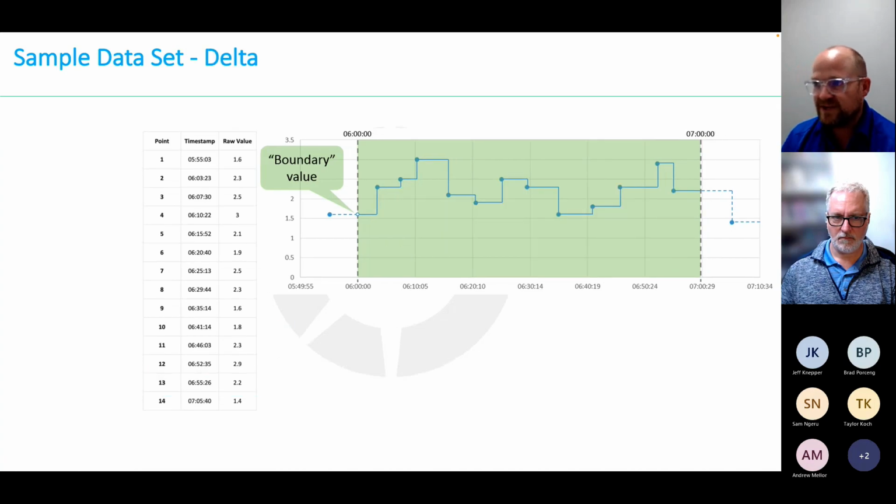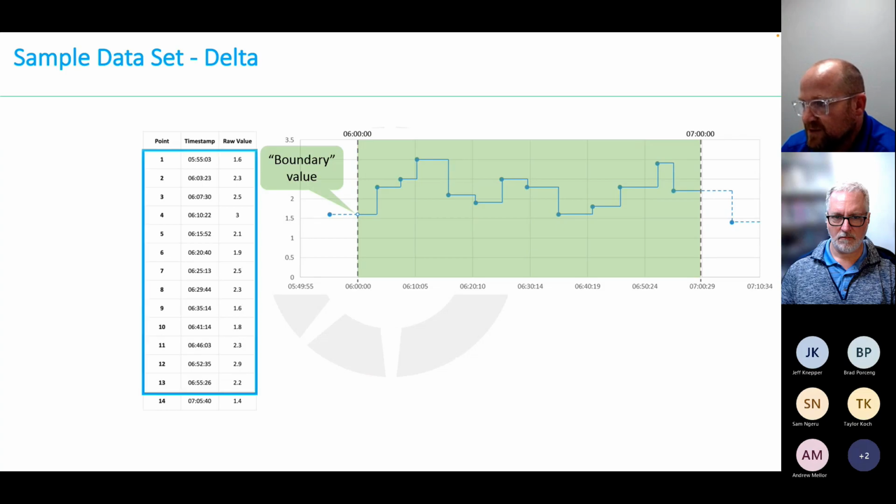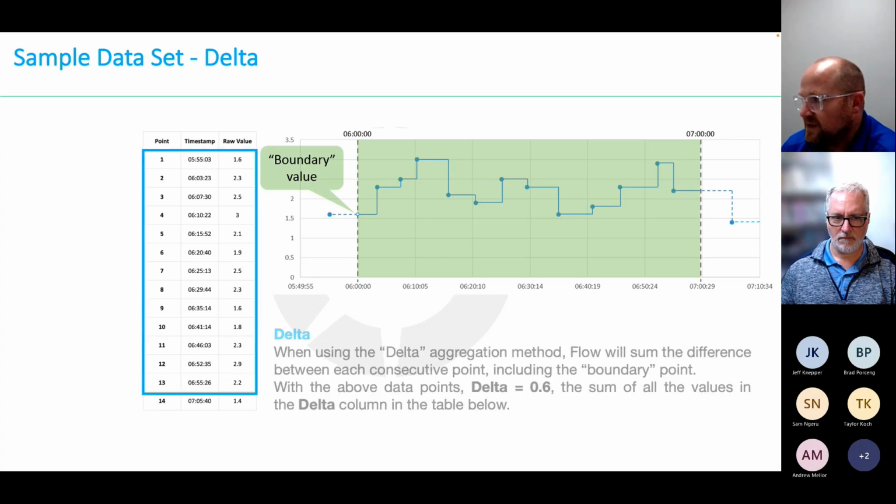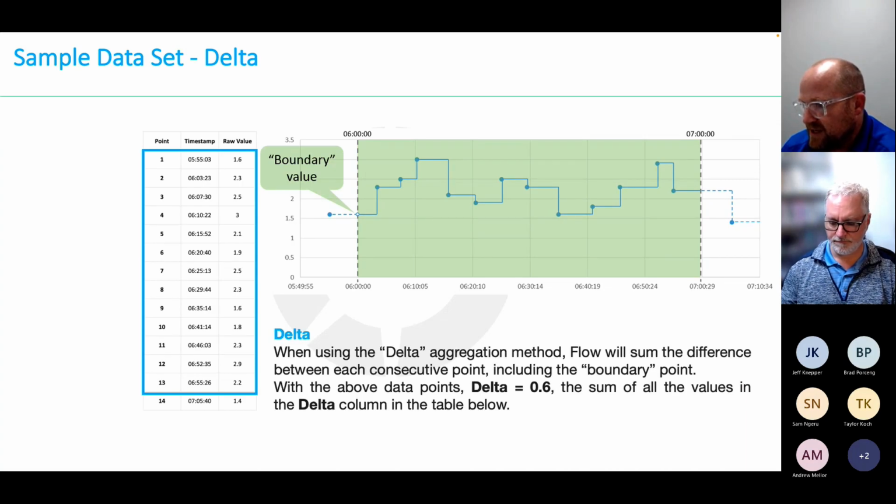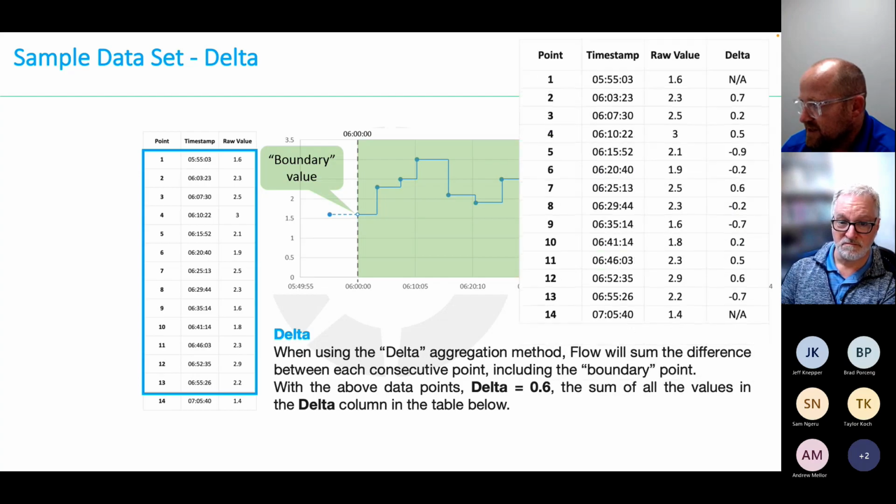Okay, then we've got delta. All right, so delta is the difference between the first and the last. So what we'll do there, again, include the boundary value for a delta retrieval. Delta will be 0.6 in this case. So what we do is we actually do a delta between the previous points, and then we add all of the deltas together to give you the final results.